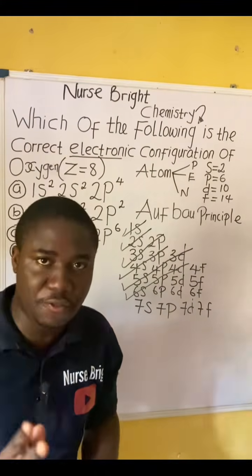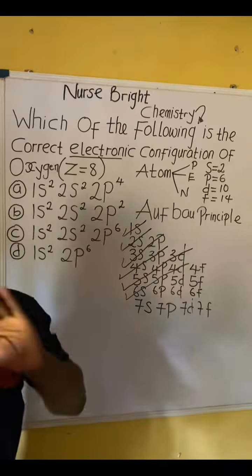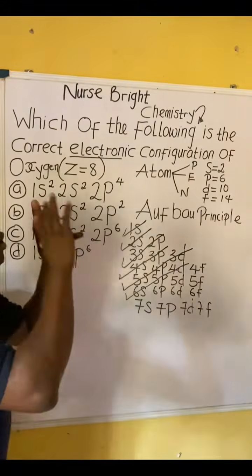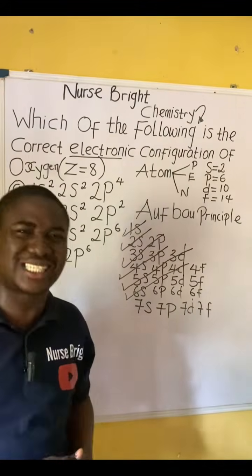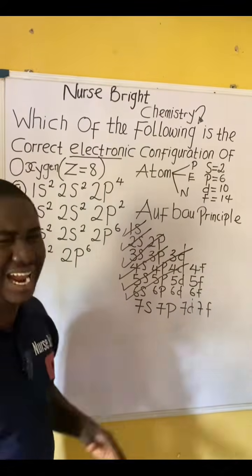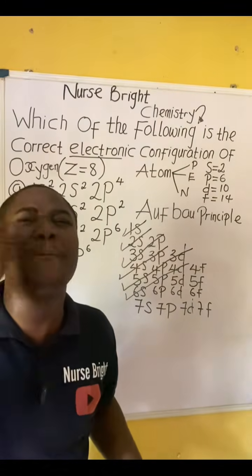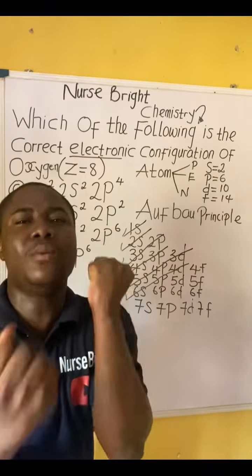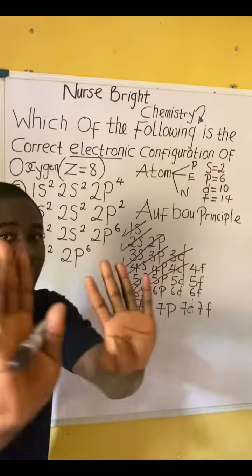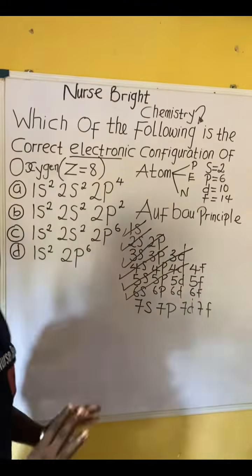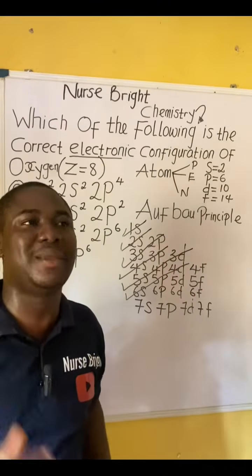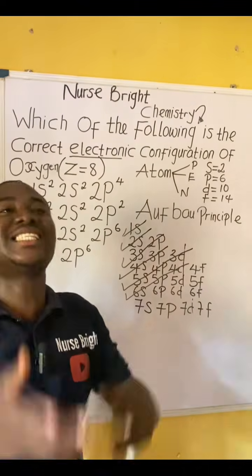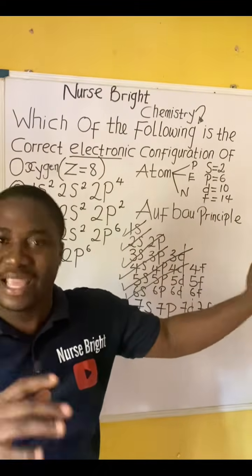Moving further, what do we do next? Remember, we are writing the electronic configuration of oxygen as an element. Then I wrote something in brackets, Z is equal to 8. What does that mean? Z here simply means atomic number. Please take note of this. For elements that are neutral, that means the element does not have a charge, your atomic number is normally the same as your proton number in chemistry.